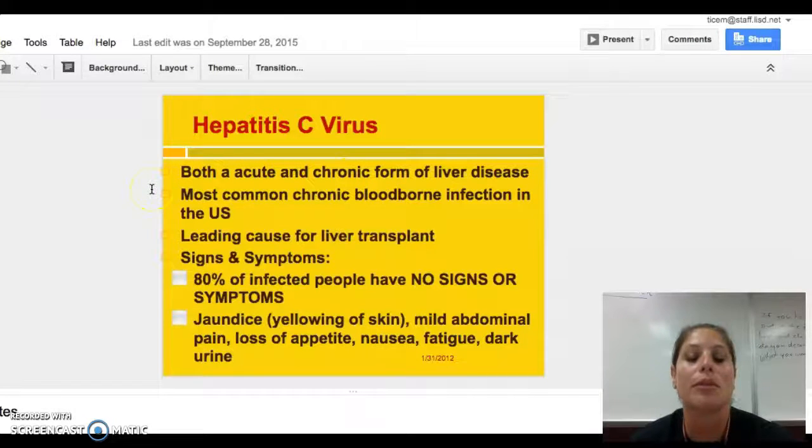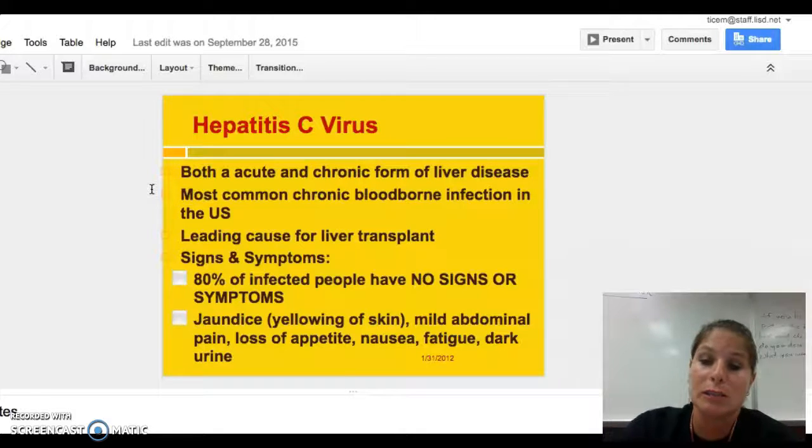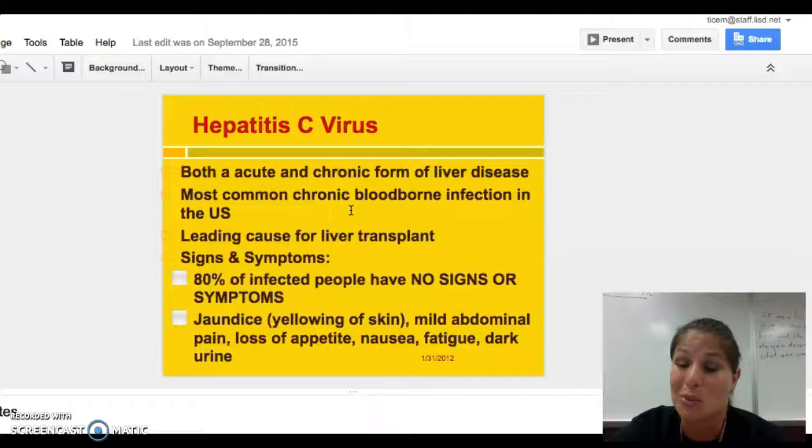Remember from tissue that acute means that it is a new injury. The opposite of that is chronic, and chronic is long-term, meaning people have this condition for months and years, and they can survive for a while, but then there will be a point that their body cannot hold up any longer. This is again dealing with the liver. A little stat: it is the most common chronic blood-borne infection in the U.S. So it is out there.